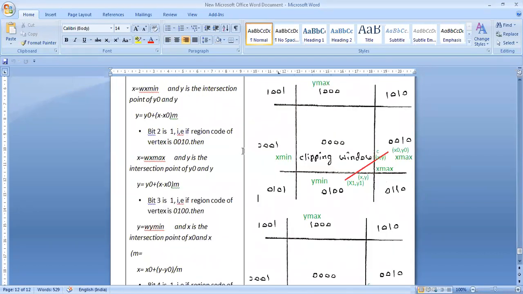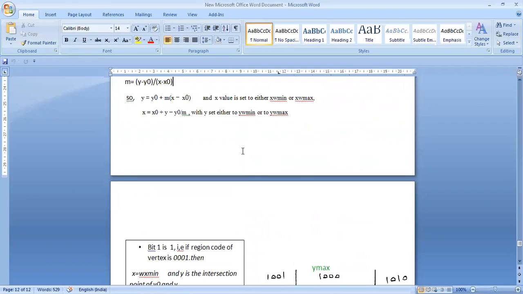So what is the slope? What is the equation for my slope? Slope is equal to y minus y naught divided by x minus x naught. So if I want to get the value of y, y is equal to y naught plus m into x minus x naught. Fine, right? By this slope formula, y minus y naught divided by x minus x naught, y is equal to y naught plus m into x minus x naught for x value, where x value is set to either xw min or xw max.